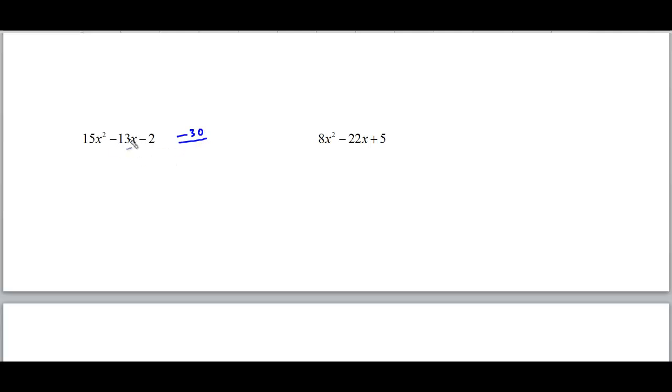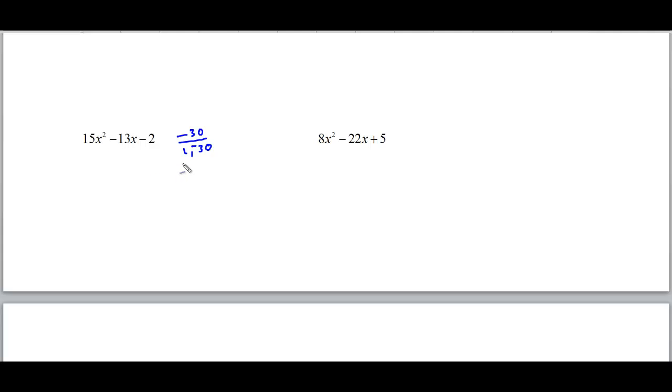We're going to try to find a negative 13, so we're going to start off with 1 and 30. Now, which one should be negative, the 1 or the 30? Well, since the middle term is negative, I'm going to put the negatives with the bigger numbers, because that way I can ensure that I'll have a negative. And so this gives me a negative 29.